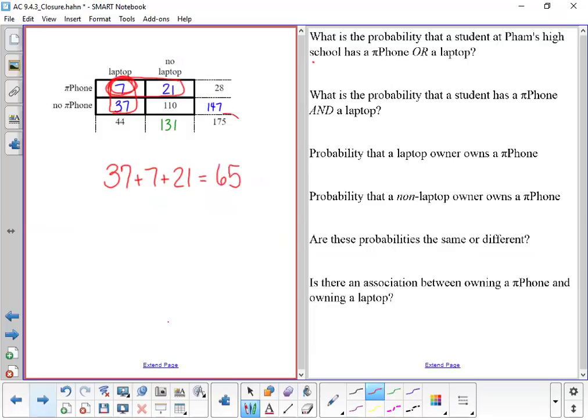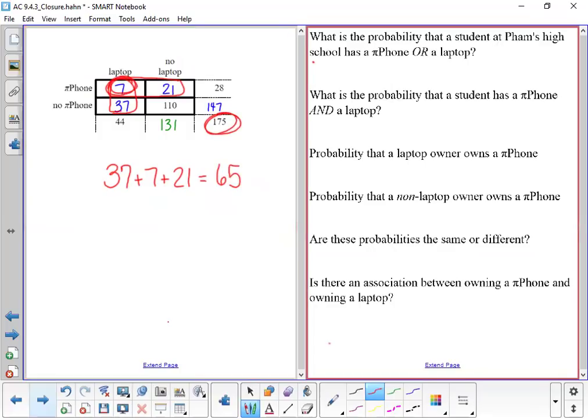My grand total is 175. So to calculate the probability that someone has a Pi phone or a laptop, I'm going to say 65 divided by 175. And when I do that, I end up with 0.37, which I can then change to a percent, and it would be 37%.